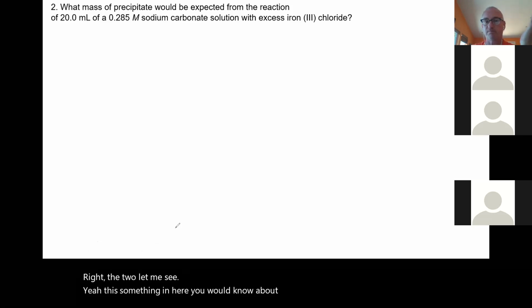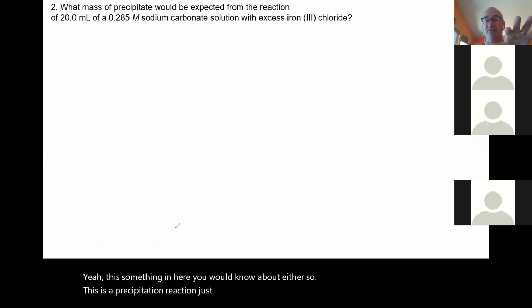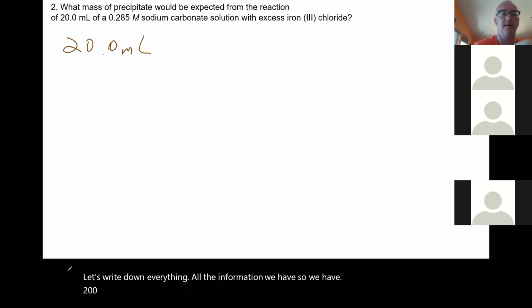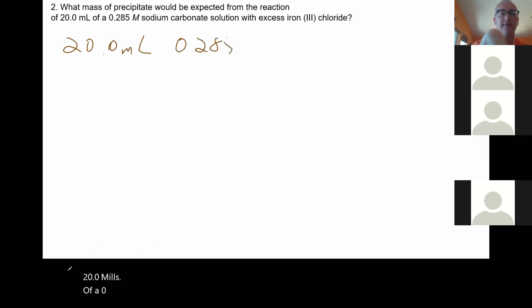So this is a precipitation reaction, just like the precipitation reaction you did in lab yesterday. So let's write down all the information we have. We have 20.0 mL of a 0.285 molar solution of sodium carbonate.